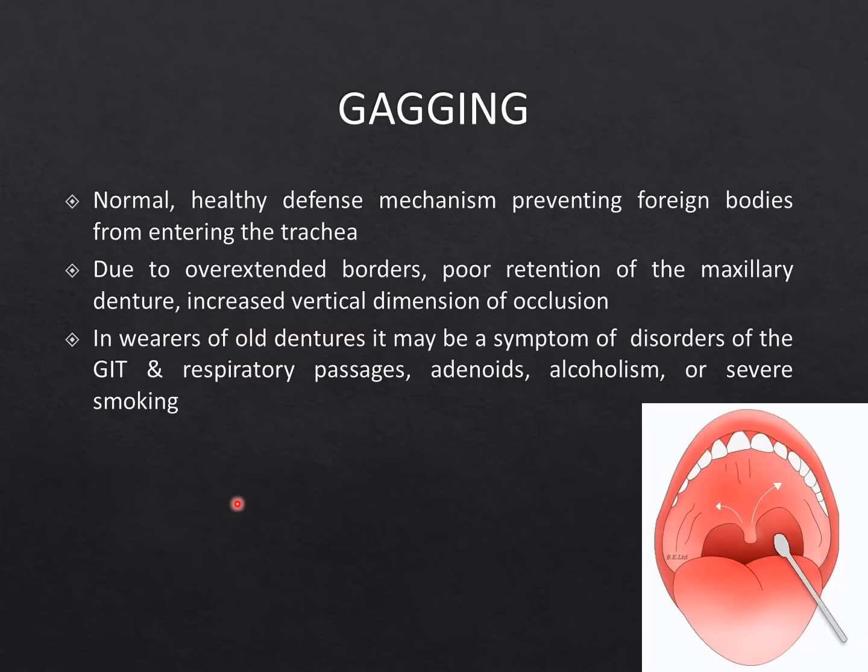So next is the gagging. Gagging is most commonly due to the overextended posterior flange of the denture, that is the postdam area. This will result in poor retention. It may create space between the denture palatal vault and the soft palate, and it may result in pooling of the saliva, and the food particles may enter it, and this is usually the cause of the gagging.